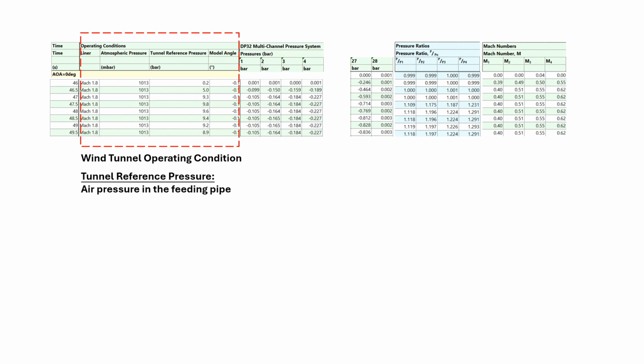Atmospheric pressure is the pressure during the day. The third column is the tunnel reference pressure, and that's the air pressure in the feeding pipe. The final column is the model angle. In here it's minus 0.1 because during the experiment, we set it as 0 degrees.